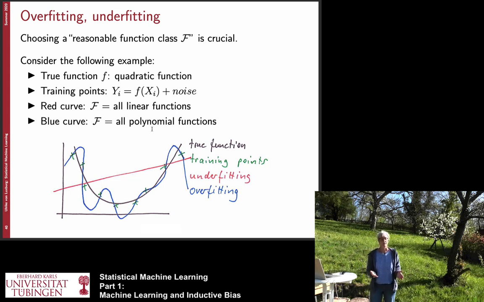There are two important terms when it comes to model selection, or selecting a good function. These terms are overfitting and underfitting. Again, this is supposed to demonstrate why finding a good function class is so crucial. Consider the following example, here on the slide. The true function is a quadratic function, so you have this parabola, the black function in the plot. Your training points have been generated from this function with a bit of noise. You see the green crosses in the plot, which roughly follow the parabola, but there's a bit of noise.